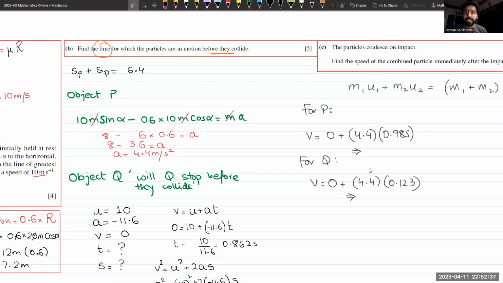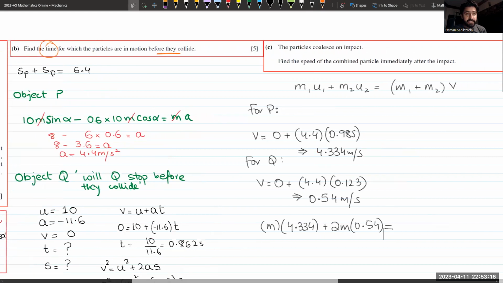4.4 into 0.985, what does that give us? Sir, for Q, it's 0.54. 0.54 meter per second. And for P, what is it? 4.334. 4.334 meter per second. So particle P was mass m. Its speed on impact was 4.334. Particle Q was mass 2m. On impact, its speed was 0.54, acting downwards, which is why both have the same signs.